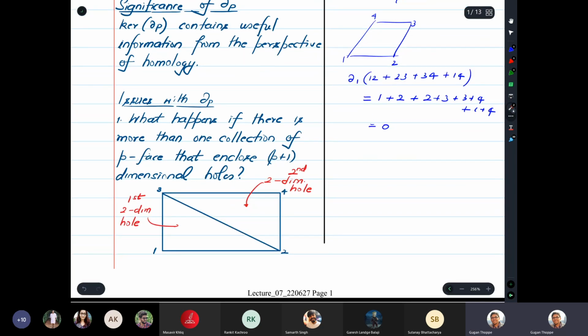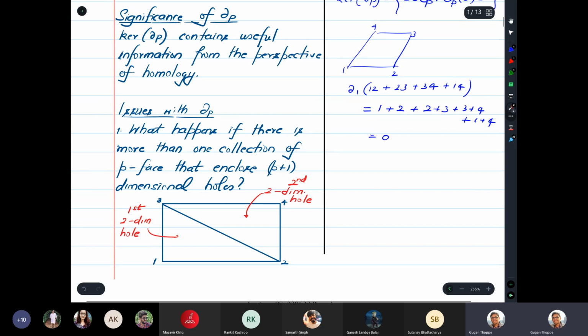So indeed this ∂p is very useful for us. However, there are some issues with ∂p, and I noticed that some of you realized that while it is good, there are some issues. So let's go over some of the issues with this ∂p operator. This is a very trivial simplicial complex in the sense that it has only one two-dimensional hole, so this is a very simple example. So let's look at a slightly more complicated example.